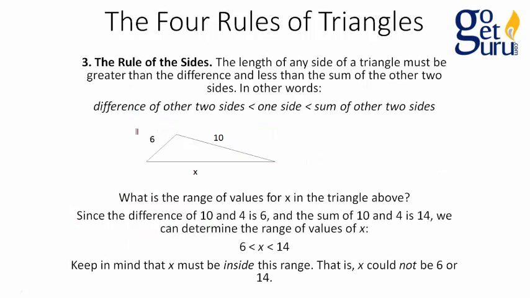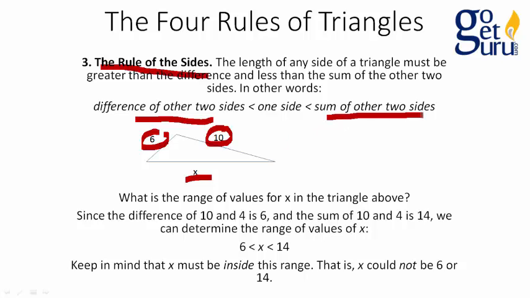Coming down to the third rule of the triangles, that is the rule of the sides, which says that if suppose two sides of a triangle are given, say 6 and 10, and I need to find the range of the third side, the range of the third side will lie between the difference of the two sides and the sum of the two sides. That is nothing but if I calculate the difference, 10 minus 6 is 4, and my addition, that is the sum of the two sides, is 6 plus 10, that is 14.